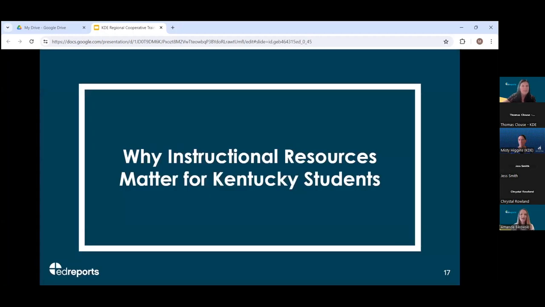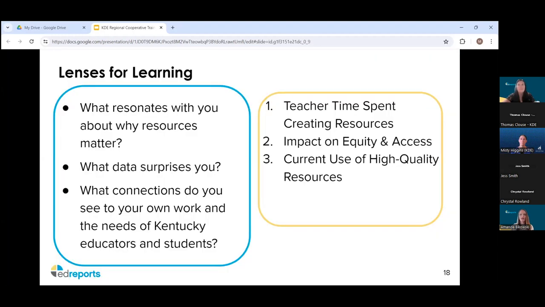Awesome. Good morning. So with that, we're going to move into our first session of the morning, which is really getting into why instructional resources really matter for Kentucky students. For the next few slides, you're going to see some interesting data and statistics on teaching time spent creating resources, the impact of high quality instructional resources, and the current use of high quality instructional resources across contents and specifically in science. We'll provide you a moment at the beginning of each slide to review the data, and feel free to take notes in your note catcher, thinking about some of your reflections to this data.